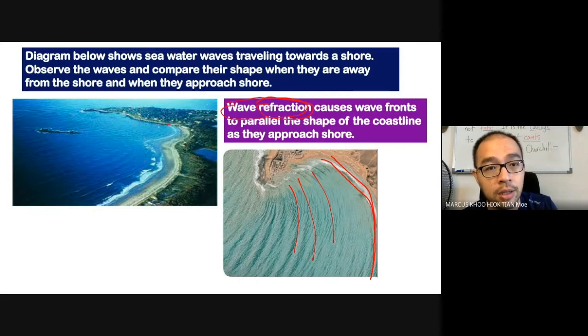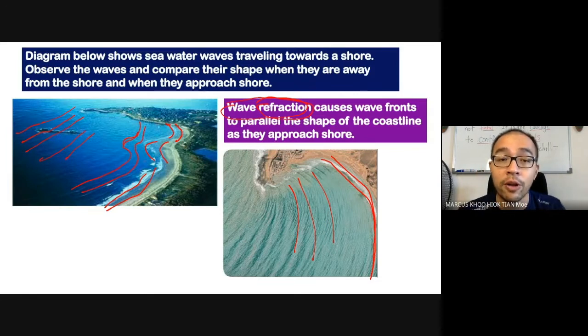See, the shape of the shore is like this, the wave is like this. The shape of the shore is like this, the wave is like this. The shape of the shore is like this, the wave also is about the same. But over here, right in the open sea, it's a lot more straight. But as it gets nearer, you can see the shape more prominently and it will follow the shape of the shore.